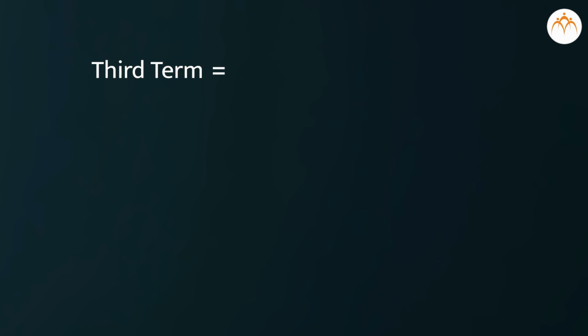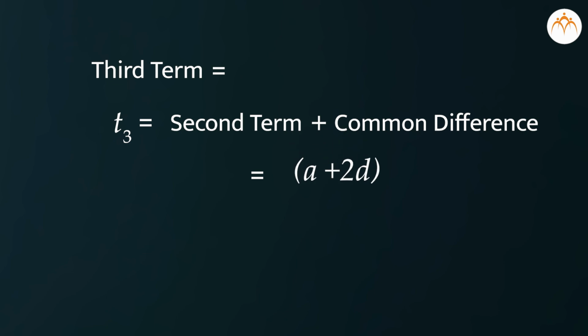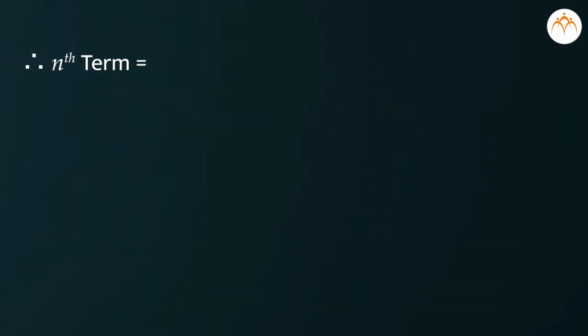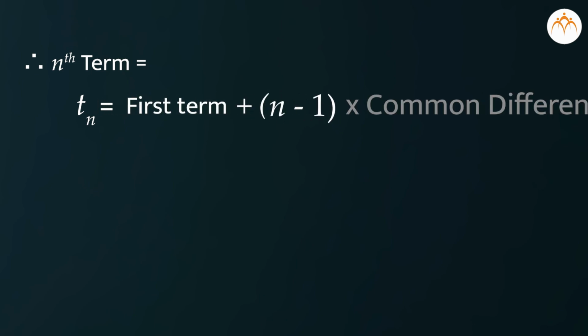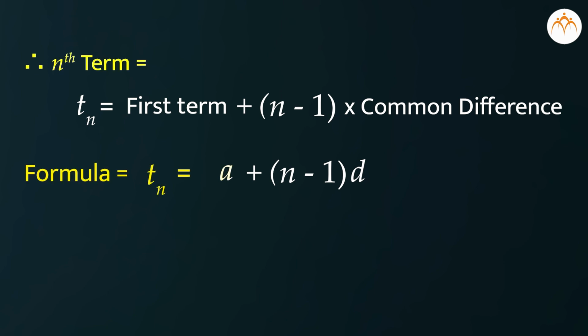The third term T3 is equal to the second term plus the common difference, which is A plus 2D. Thus, if we want to find the nth term, we multiply D, the common difference, by n minus 1 and add the first term, A, to it. Therefore, the nth term Tn is equal to A plus n minus 1 into D. Hence, the formula to find the nth term is Tn equals A plus n minus 1 into D.